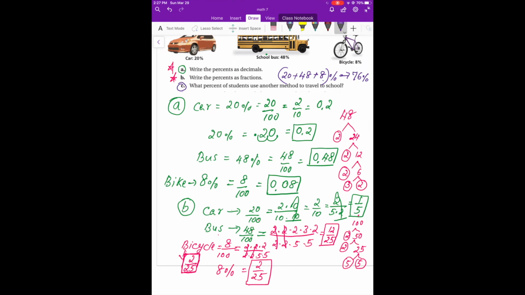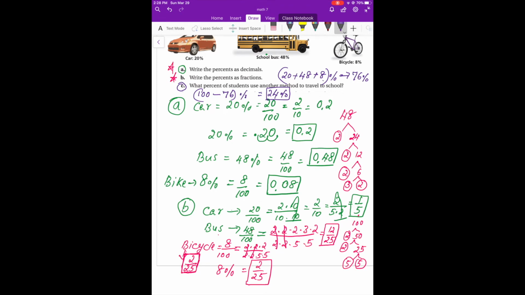So what percent of students use another method? You will go 100 minus 76, because if I count all the different methods and add them, I should get 100% of the students. So that is 100 minus 76, which is 24%. So 24% of the students are using another method to travel to school.